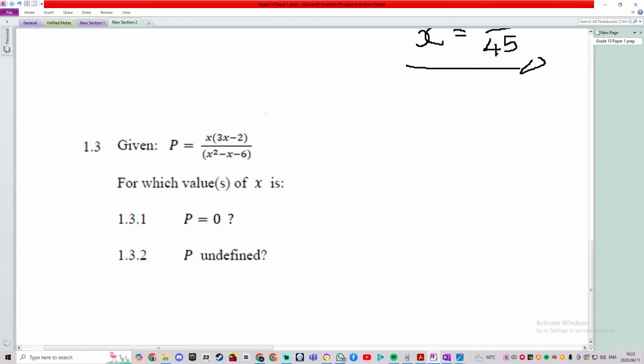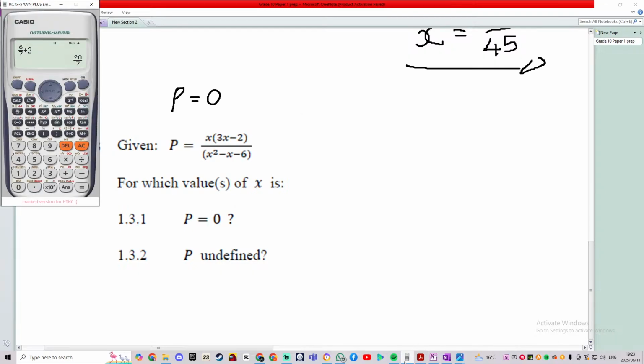Now, with this, we have to look at the fraction. They say P, right? What values will make P equal to 0? If I look at any fraction, let me bring up my calculator here. If I look at any fraction and I have 0 over 100, we all know what this is going to be. It is 0. So in other words, the numerator of a fraction, if the numerator of the fraction is 0, you still with me?